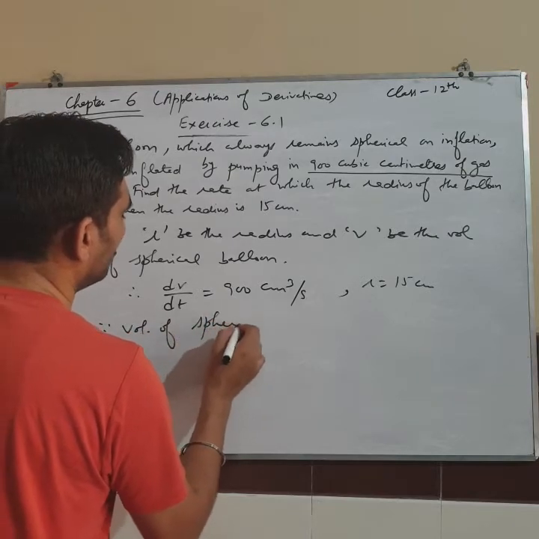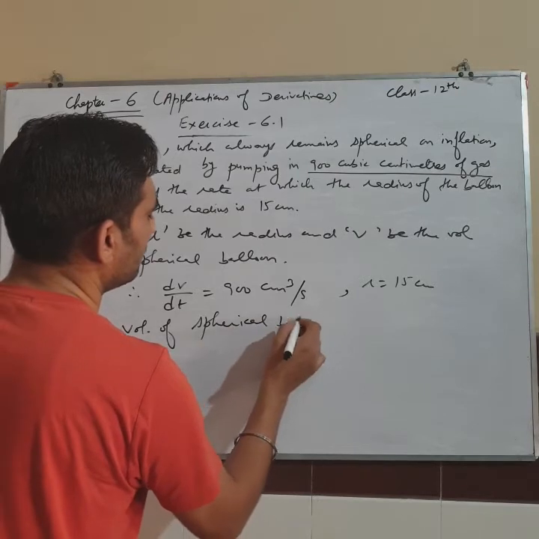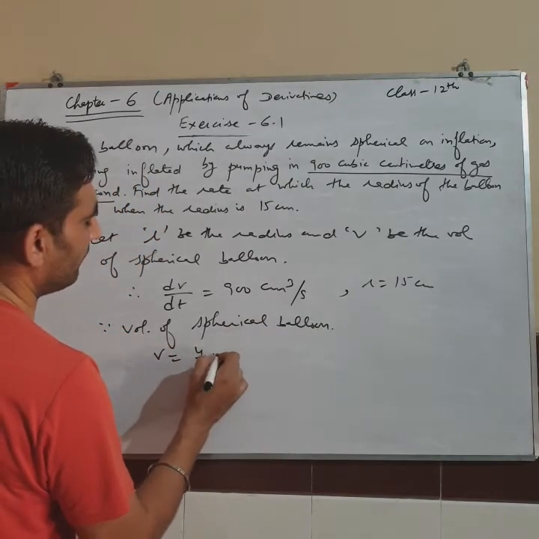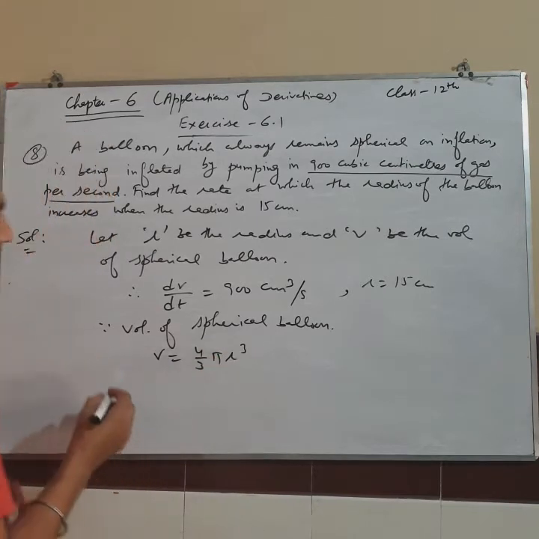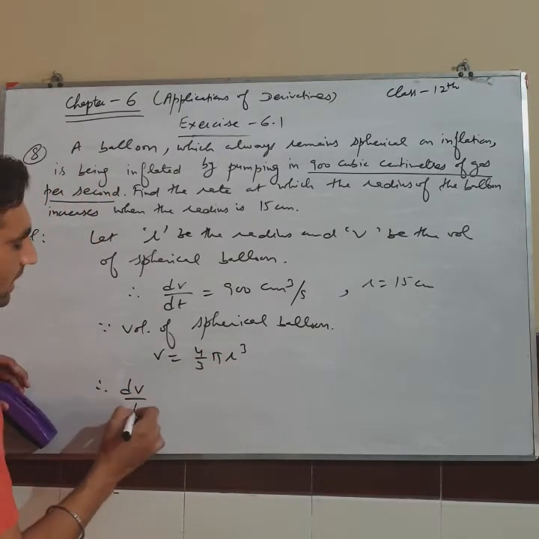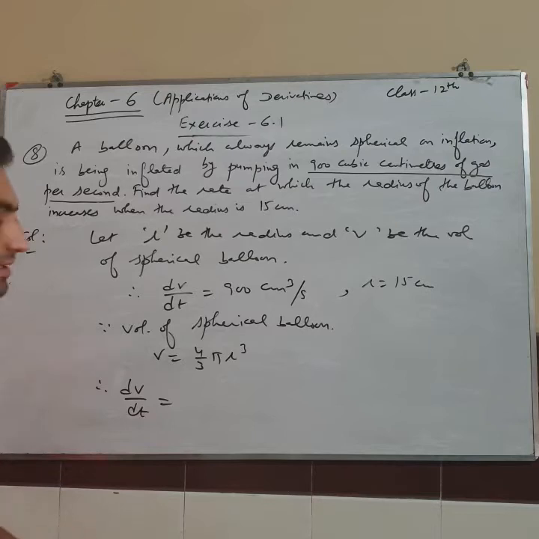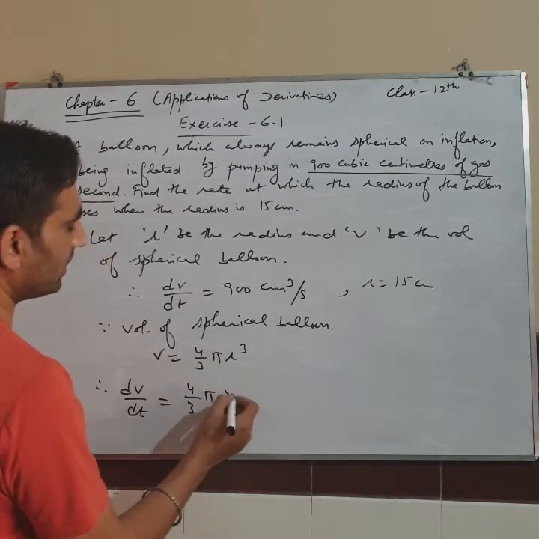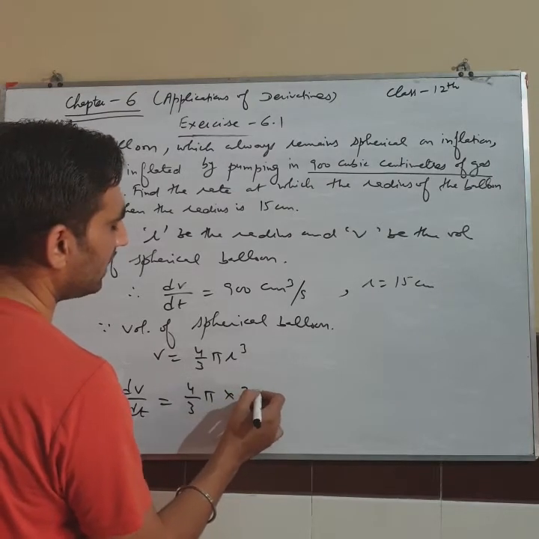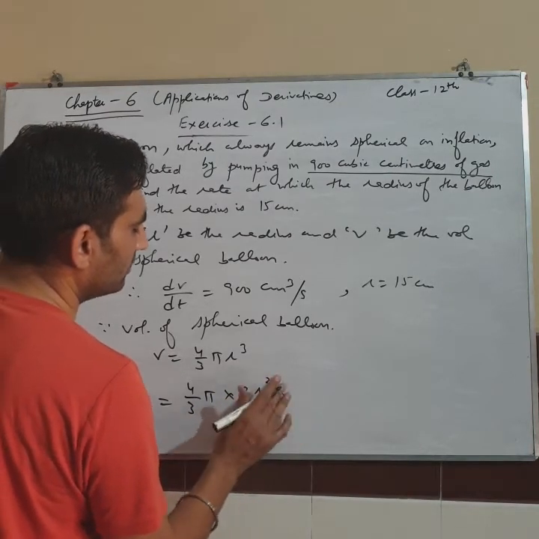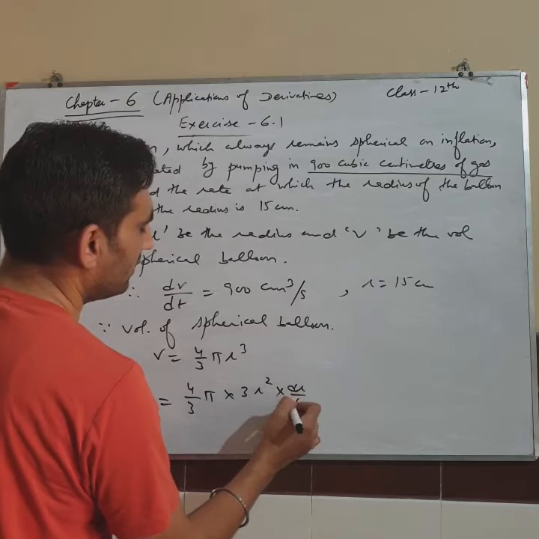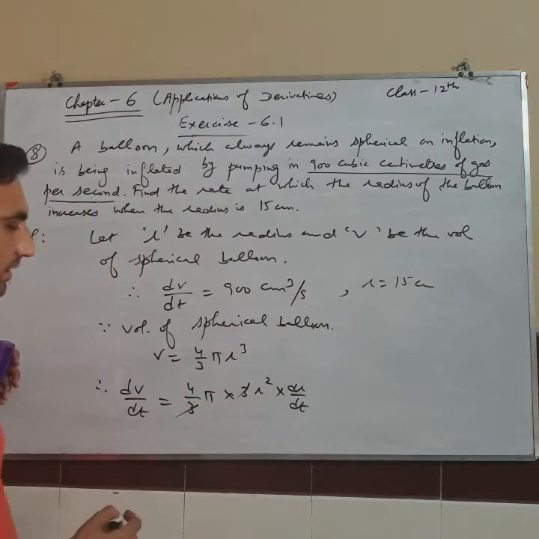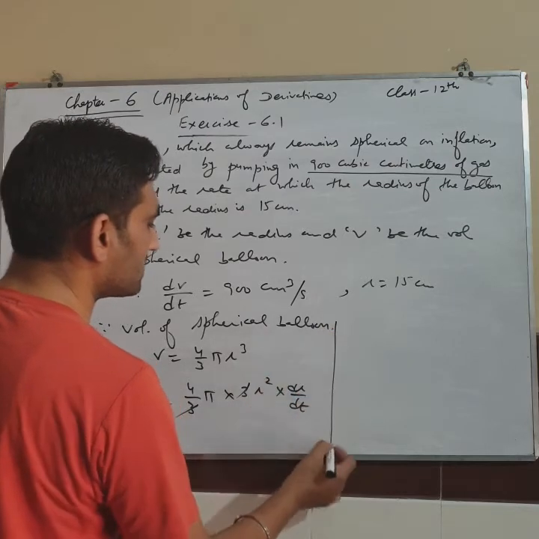Now write, because what is the volume of a spherical balloon? V equal to sphere's volume, 4 over 3 pi r cube. Now write dV over dt, differentiating this with respect to time. So 4 over 3 pi as it is. What about the derivative of this r cube? 3r square into dr over dt. So we have these calculations, 3 cancelled, so you are left with, I'm writing this here.